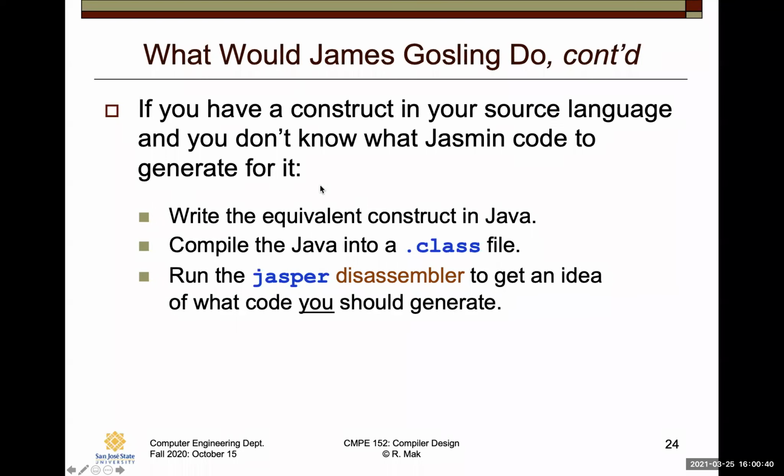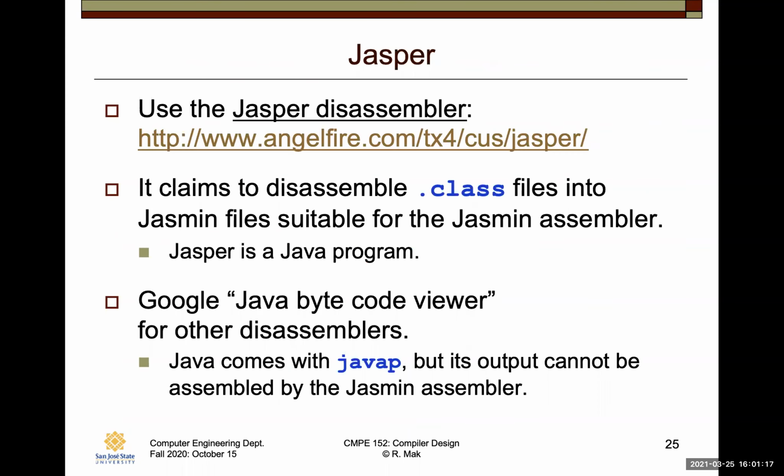All right, so Jasper is the disassembler, and it's yet another program you can download and install on your computer, and then you have this wonderful disassembler. Now the nice thing about this disassembler is that when it gives you the Jasmine code, it's in a format that the Jasmine assembler can assemble. And that's very useful because you want your compiler to emit Jasmine code that the Jasmine assembler can assemble. Okay. All right, so this is where you get the disassembler.